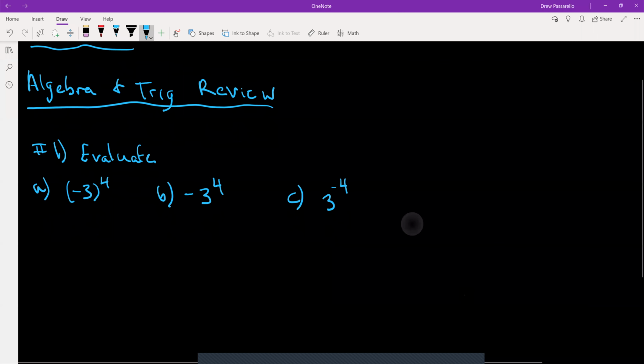Like for number 1, it says evaluate, basically find the value. And it has (-3) to the 4th power with the parentheses. Part B has -3 to the 4th power, but it does not have the parentheses. And then part C has 3 to the -4 power. And so for A, (-3) to the 4th power, because it's an even exponent, it becomes positive, and it would be positive 81.